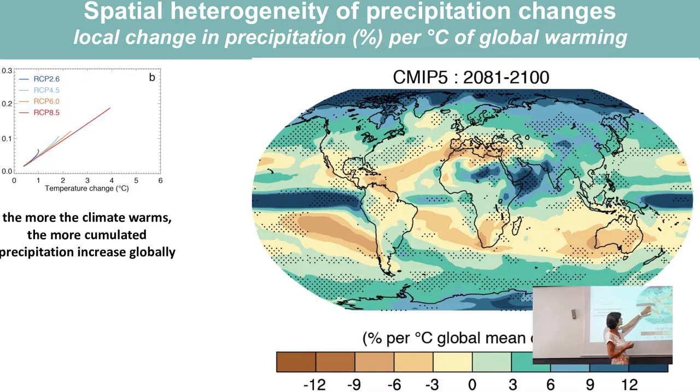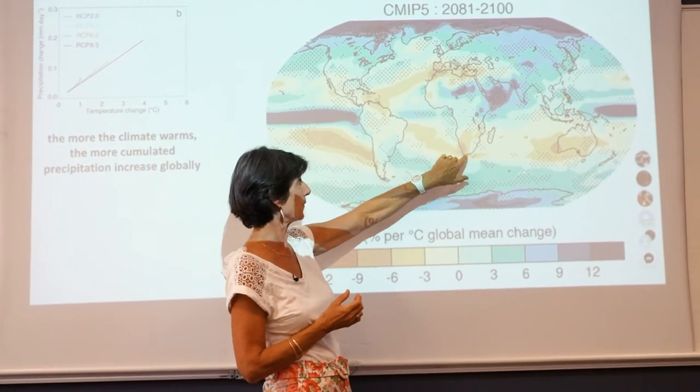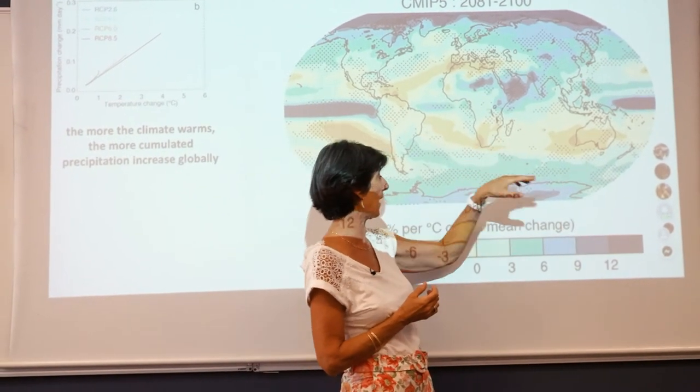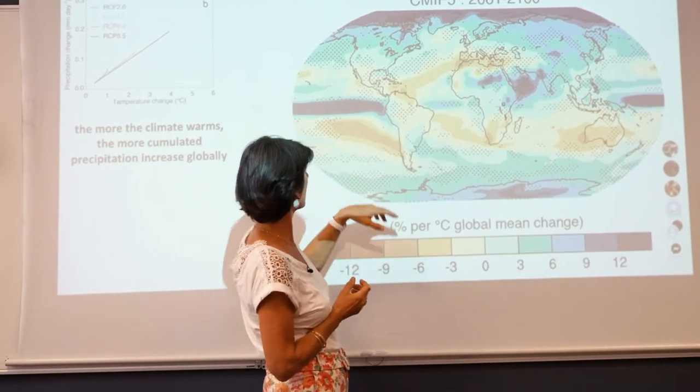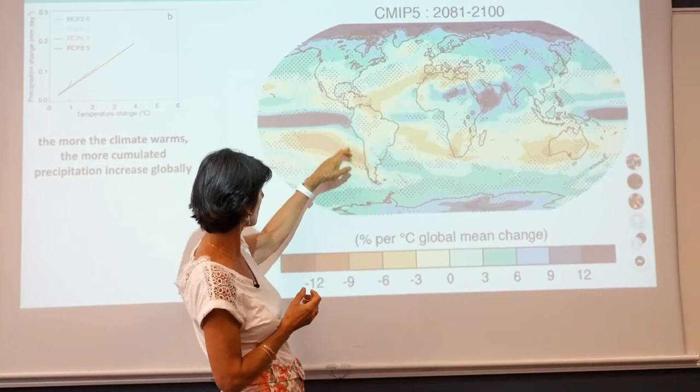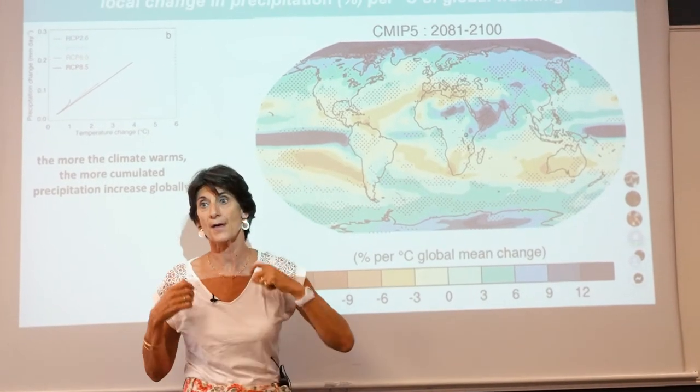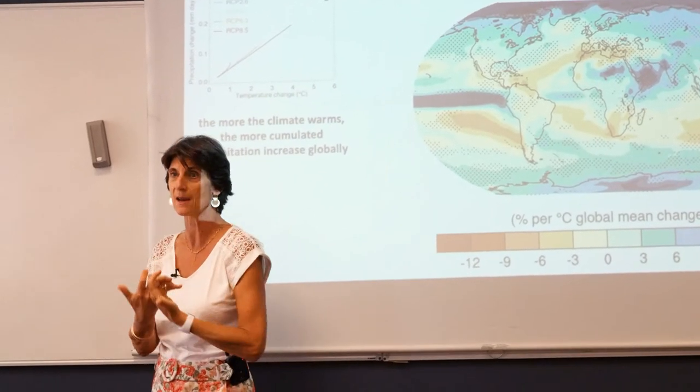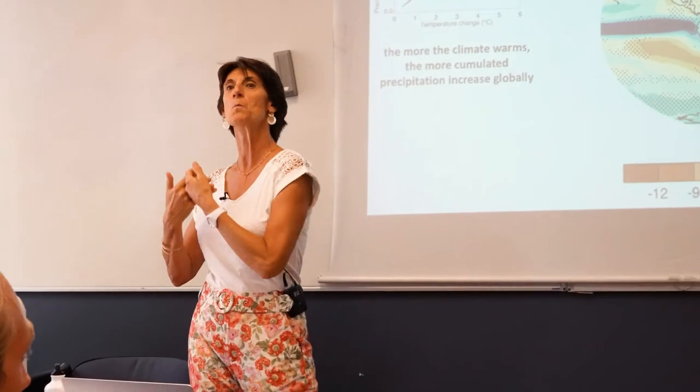But you have large areas, especially here, the Mediterranean Sea, the south of Africa, all of Australia, and part of South America and Central America, that are experiencing drying with warming. So the more it's going to warm, the drier those regions are going to be. So it's really a redistribution of the rainfall depending on the warming, due to the redistribution and changes in the atmospheric circulation.